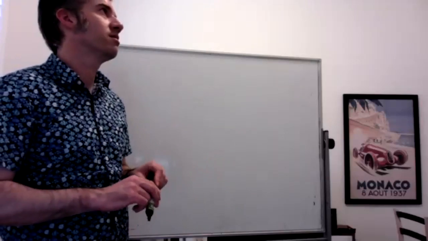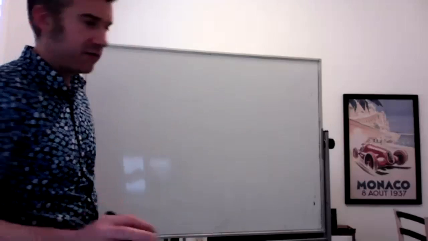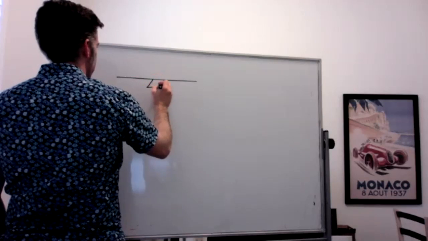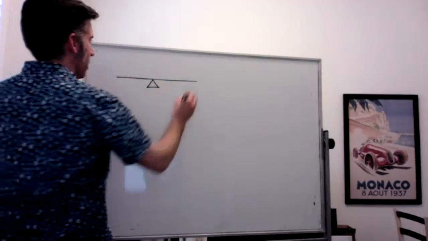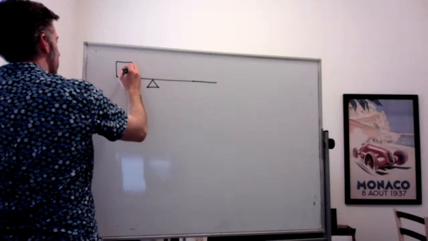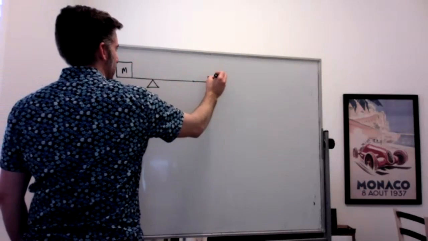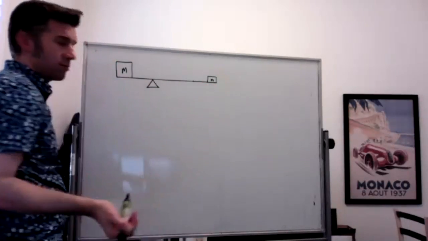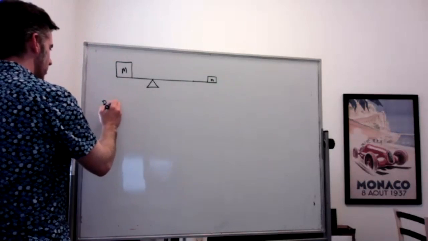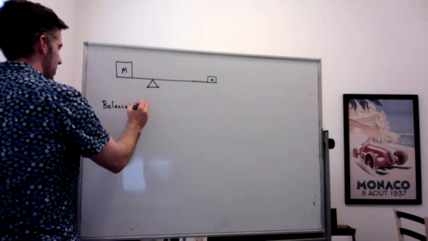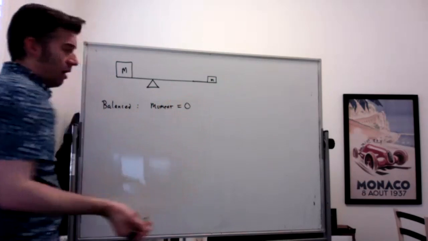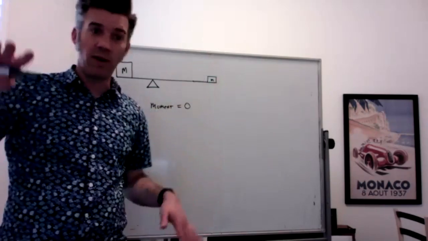Okay, let's talk very basic for a second. Let's say we have a seesaw, and we have a larger mass here being balanced by a smaller mass that's further out. So here's what it means for these to balance. If this is balanced, it means the moment is equal to 0. The moment is just the tendency to swing one way or the other.